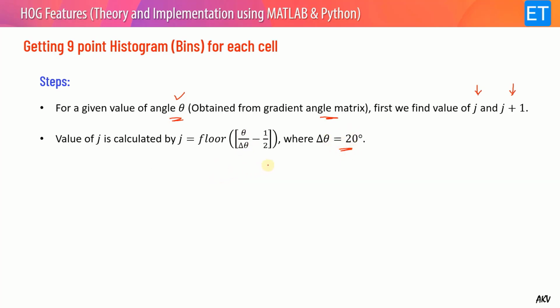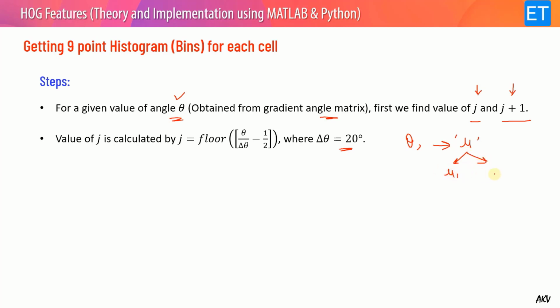Now what we actually do, once this j is known, is that we have the information that we have to modify the contents of the jth and j plus 1th bins. For the corresponding theta, we have the corresponding magnitude mu. So we will divide this mu into two parts.